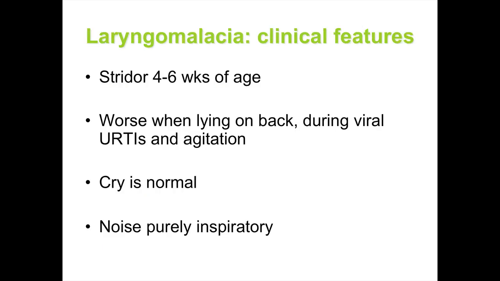The clinical features of laryngomalacia include stridor at 4 to 6 weeks of age, when the inspiratory flow rates become high enough to create sound. It's worse when the child is lying down and during viral infections and agitation. However, the cry is normal and the noise is purely inspiratory.